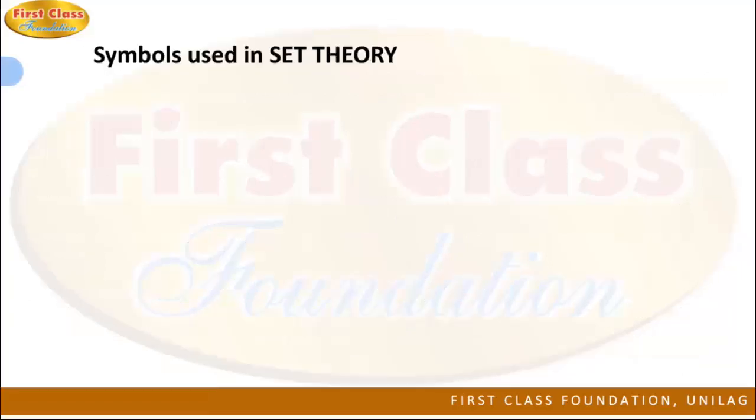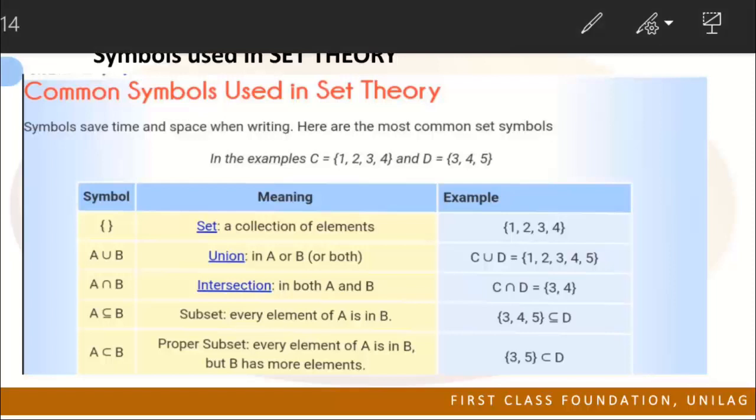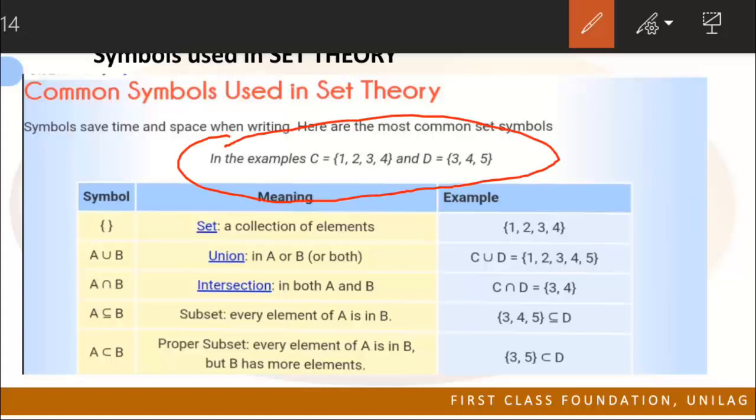Now we're going to talk about symbols used in set theory. As you can see on the screen, I would like you to take note of this before we progress. Here we have set C equals {1, 2, 3, 4}, and D equals {3, 4, 5}. So we need to make use of sets C and D for the explanation of all the symbols we have here.